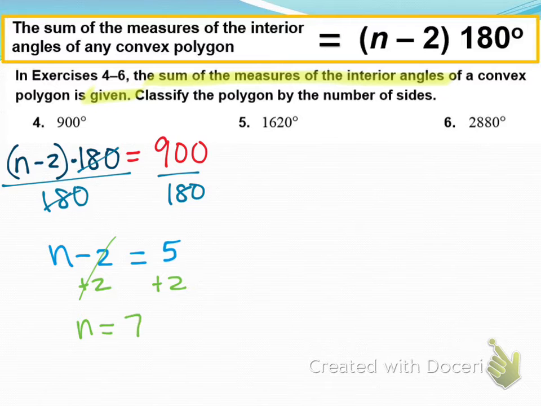But n equals 7. Remember that it said classify the polygon. So we have not answered the question if you just tell me the number of sides. We have to actually tell me what shape it is. It has 7 sides. What do we call a 7-sided shape? A heptagon. So your answer is heptagon.